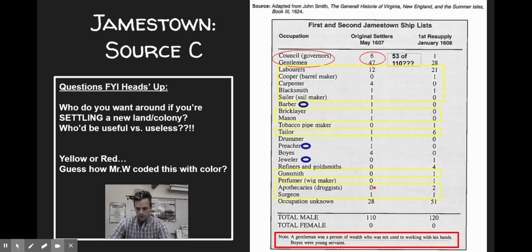The other thing is down here. You know you're going to be running into crazy situations, so you're going to need medicine, you're going to need druggists, you're going to need a surgeon. They had one surgeon. Next shipment, they had two pharmacists and one more surgeon. That's not good.